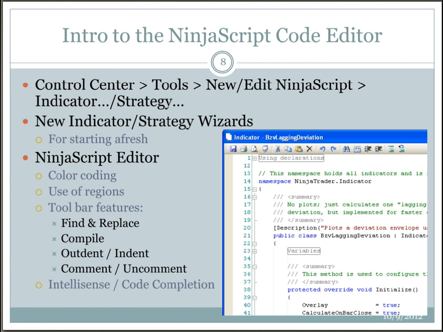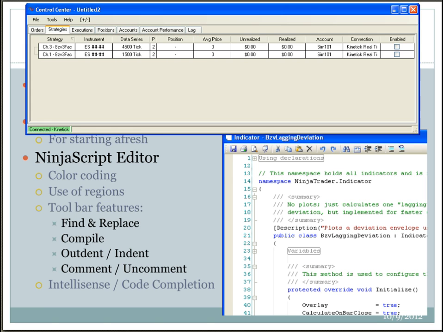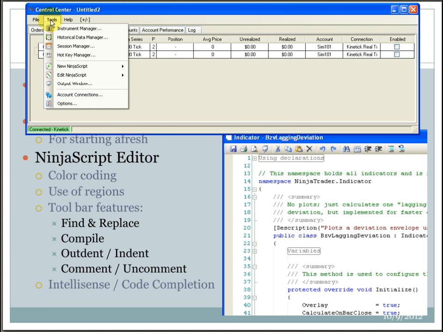Here's a quick introduction to the code editor, which is the environment that you'll be using to create your indicators and strategies. Now you can use your favorite editor, whatever it might be, and then incorporate that code into this environment, but that'd be your personal choice. But rather than walk through this slide, let me just show you. Here's the control center for NinjaTrader, and so you go to Tools, and you can go to New NinjaScript, and let's say we're going to create an indicator.